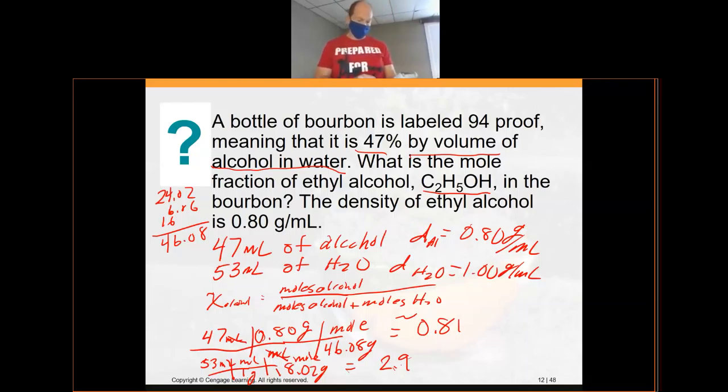You get 47 times 0.8 divided by 46.08. That is equal to 0.816, which would be 0.82. Well, we'll leave the sig figs on here. I'll put in an extra sig fig. It's only going to be two sig figs at the end.